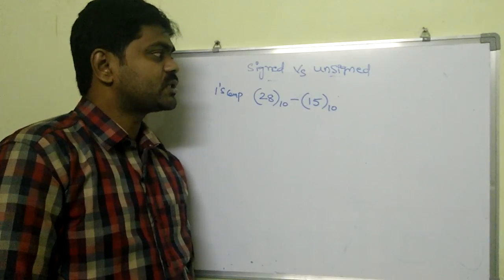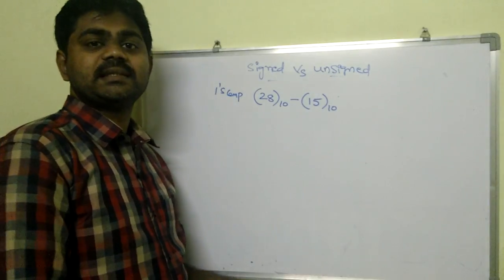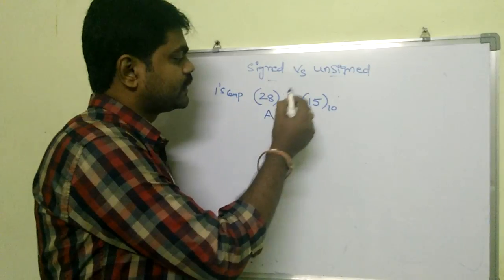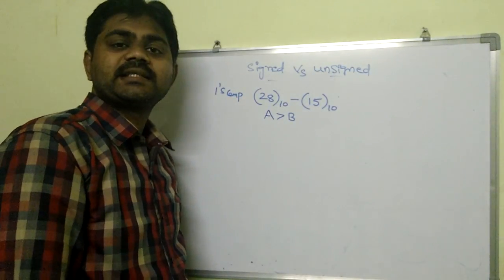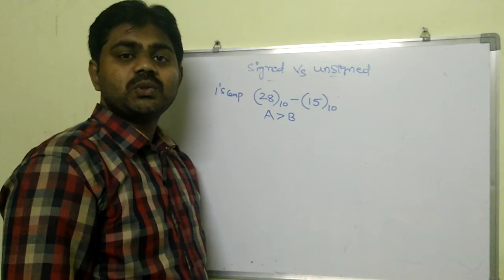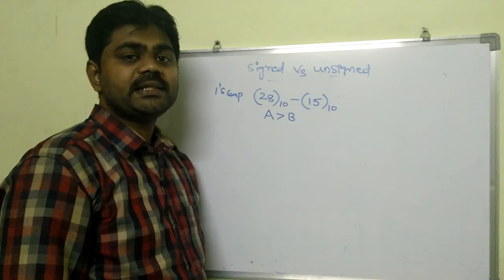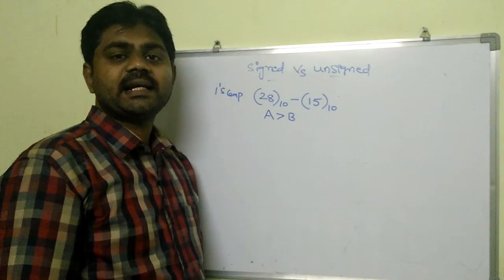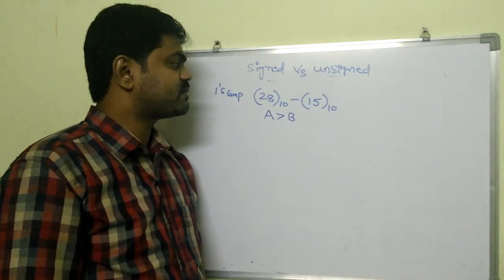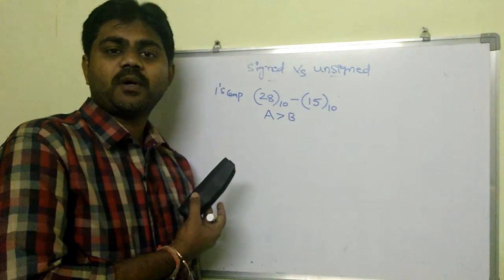So coming to 1's complement unsigned subtraction, there are two cases. The first case is if A greater than B. For example, let A equal to 28 and B equal to 15. Out of these two decimal numbers, which one is the largest? 28 is the largest. So if A is greater than B, we get a positive result. It is clearly saying that 28 minus 15 equals 13. So we must get a positive number.